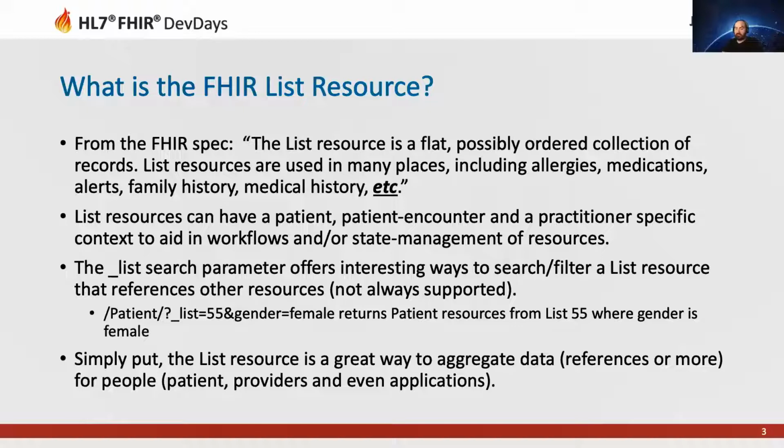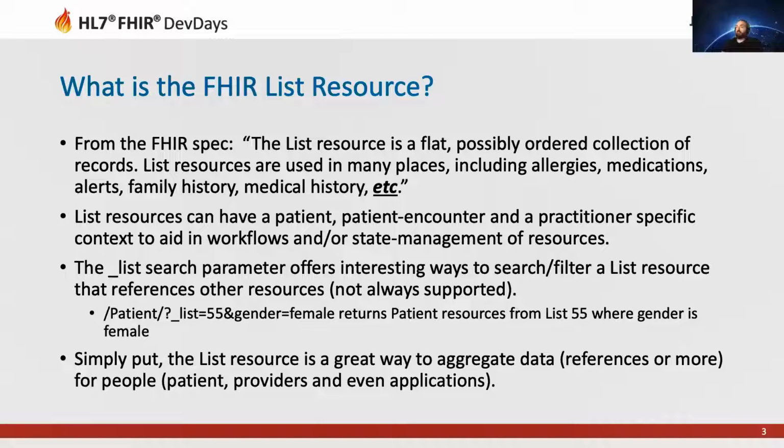The _list search parameter is a really interesting search parameter that allows for expanded search on lists. I'm not going to go into great detail on this, as you see in this example. This is also not always supported in every FHIR repo, but it is something to definitely check out, as you can create these lists of different things like patients or allergies, and then search against them.